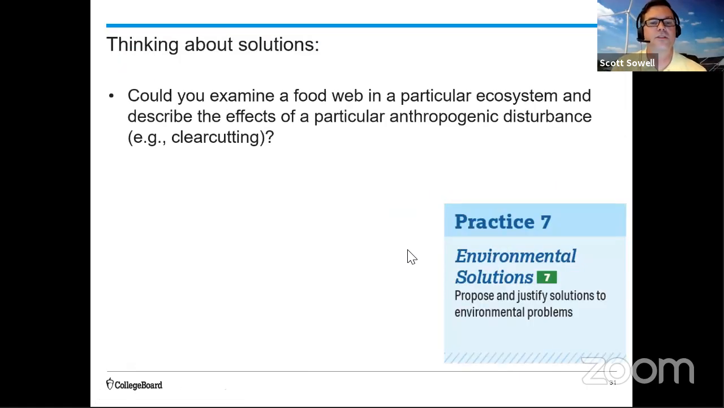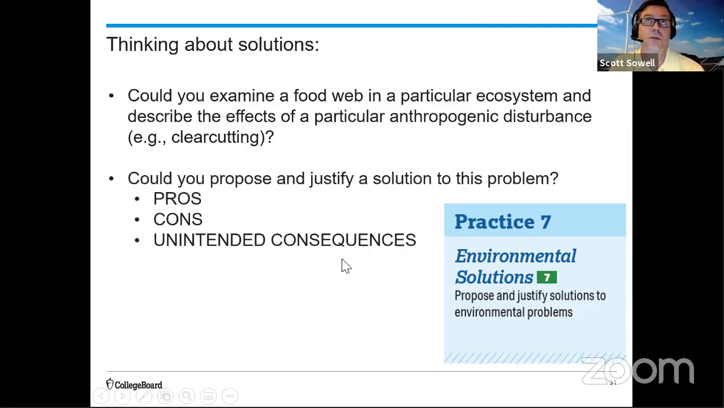So thinking about solutions, could you examine a food web in a particular ecosystem and describe the effects of a particular anthropogenic disturbance like clear cutting? If you were presented with a food web or a food chain, could you identify some of the negative consequences of a human or anthropogenic disruption? During those solution-finding times, when you're trying to figure out what's the solution, be sure that every time you do so, you identify the pros, the cons, and any possible unintended consequences of that solution.